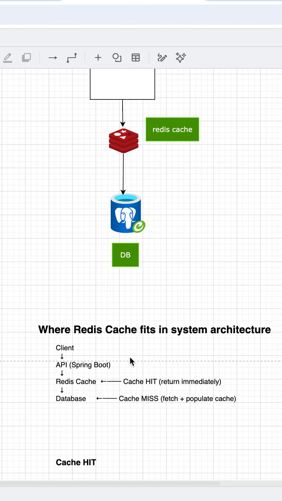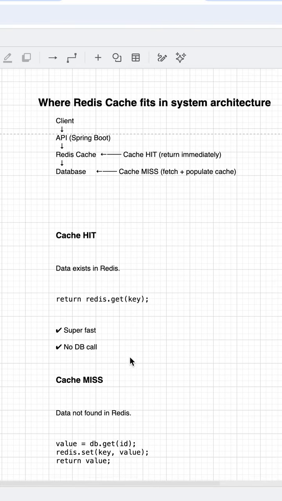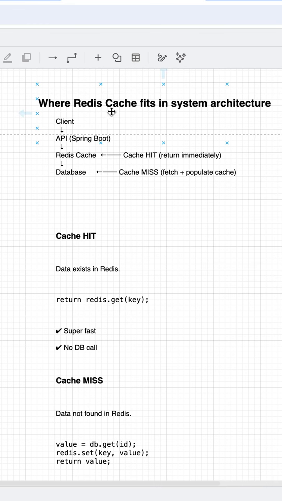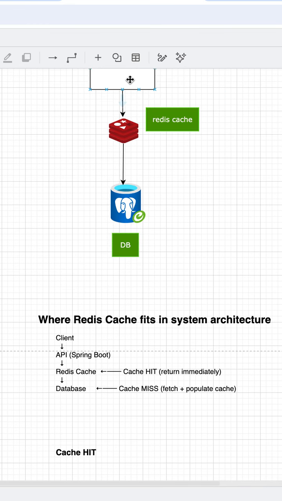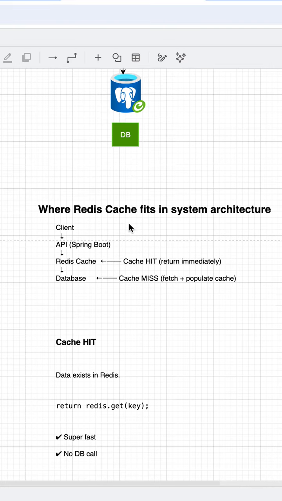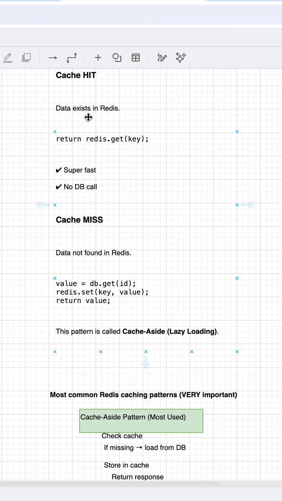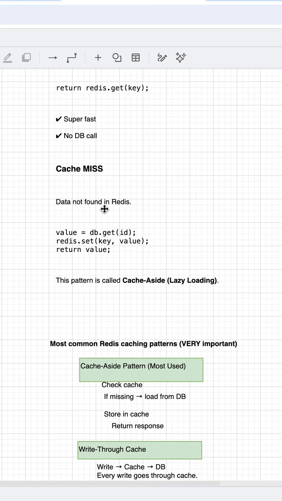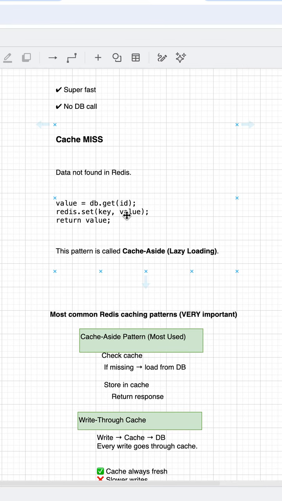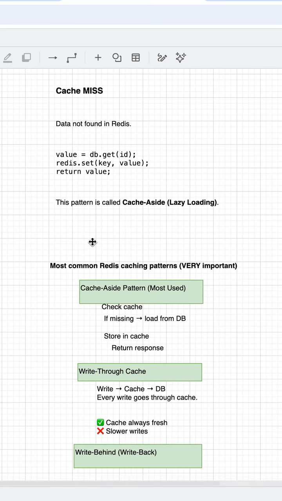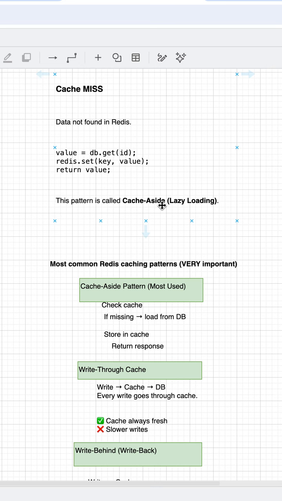Okay. And here we can see where the Redis cache fits in the architecture. We saw just here, it sits between the application server and DB. And there are two more concepts, cache hit and cache miss. So there is redis.get(key); if the data exists there it returns it, otherwise it will return false in case of a cache miss. Okay, and this pattern is called cache aside, which is lazy loading.